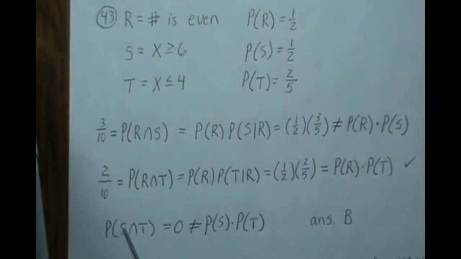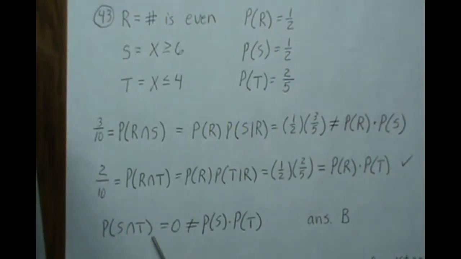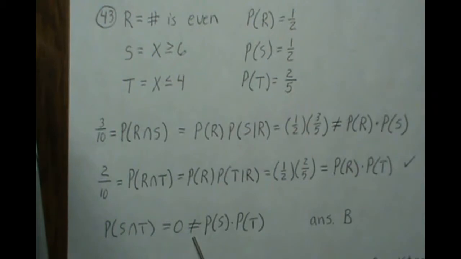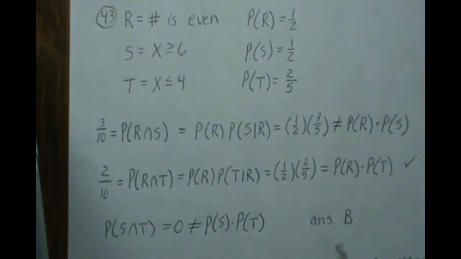Now the probability of S intersect T is 0. There's no way that you can be greater than or equal to 6 and less than or equal to 4, so it's 0, which is definitely not equal to the product of these marginal probabilities. So the answer is B.